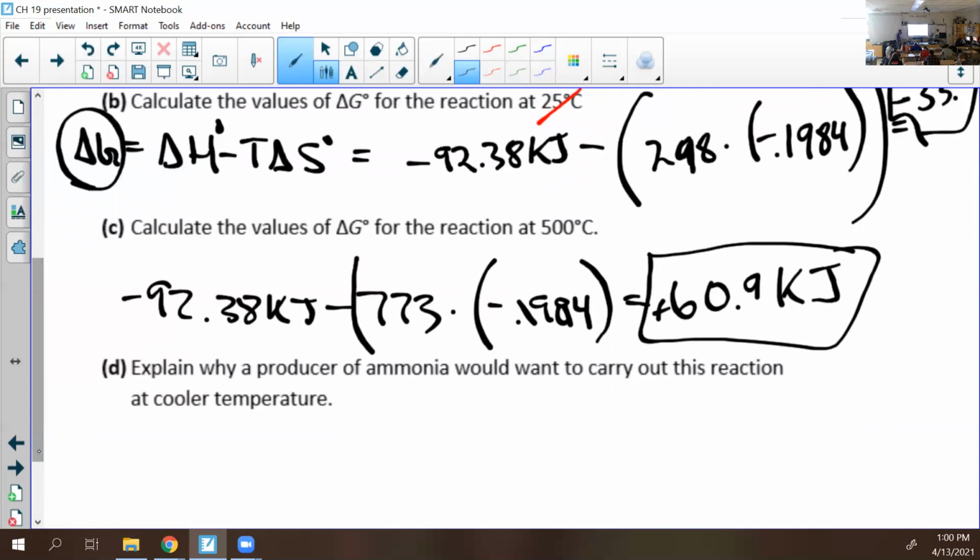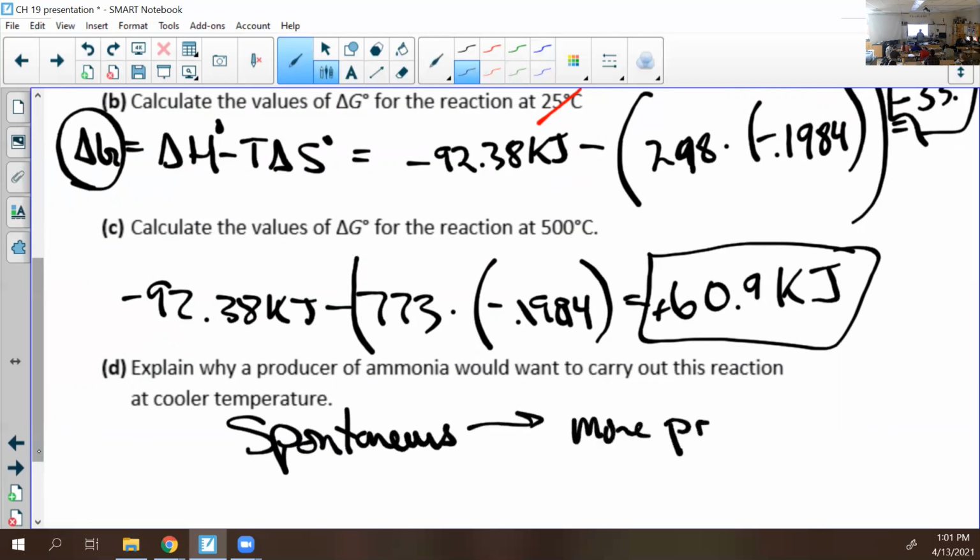Explain why a producer of ammonia would want to carry out this reaction at a cooler temperature then. So you don't have so much. It's more spontaneous. Yes. Okay. You don't want the reverse reaction to happen. All right, what that means is you make more product.